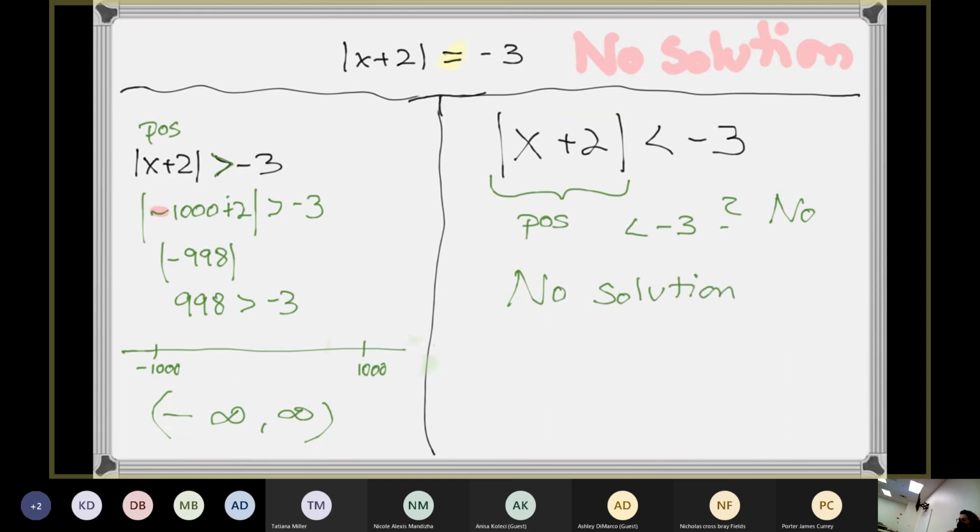So you have 2 no solutions and 1 all real numbers. Let me summarize that if I can.